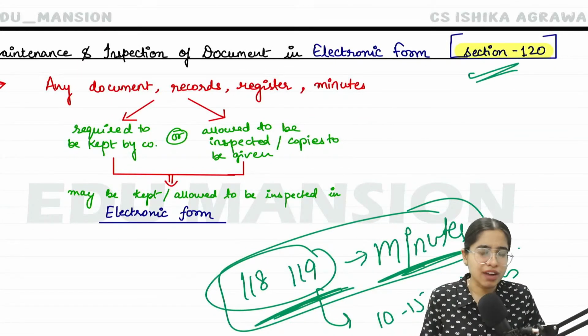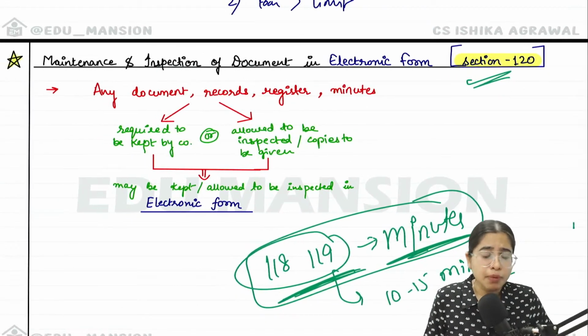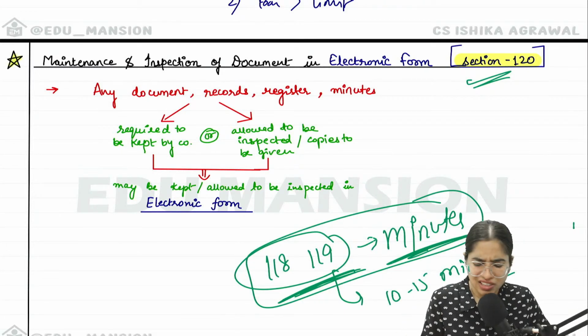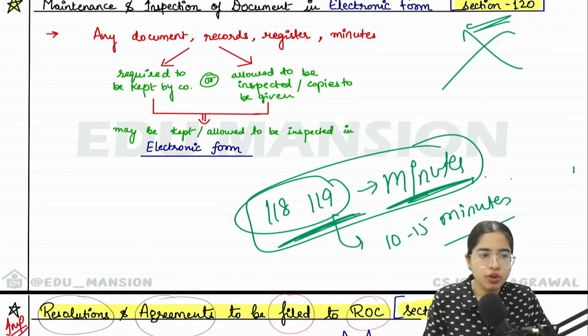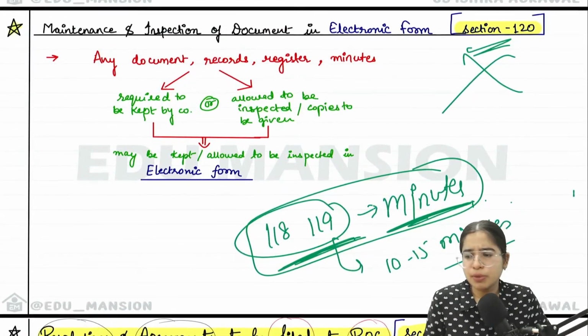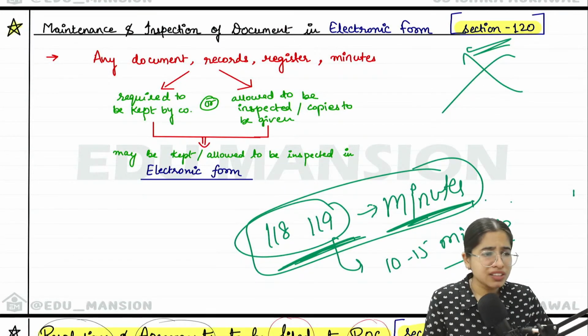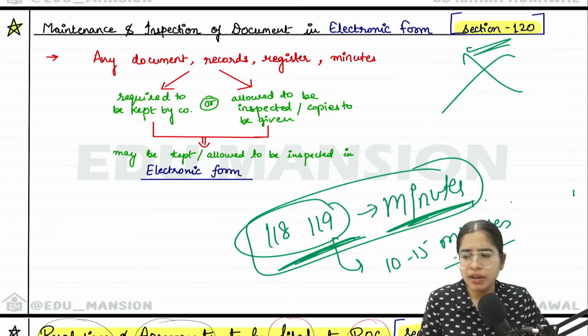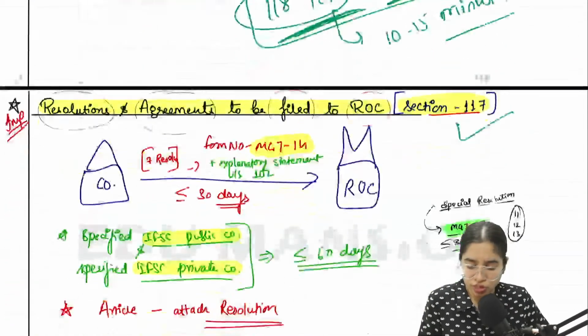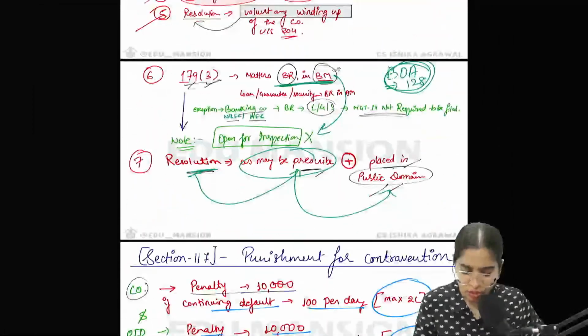Section 120 is a useless section which says that all your documents can be maintained in physical form as well as in electronic form. So this is not very important. 120 is not given in your book also. Here a simple point is given that all the documents can be prepared by the company even physically also or electronically also. And 122 is also a small section.